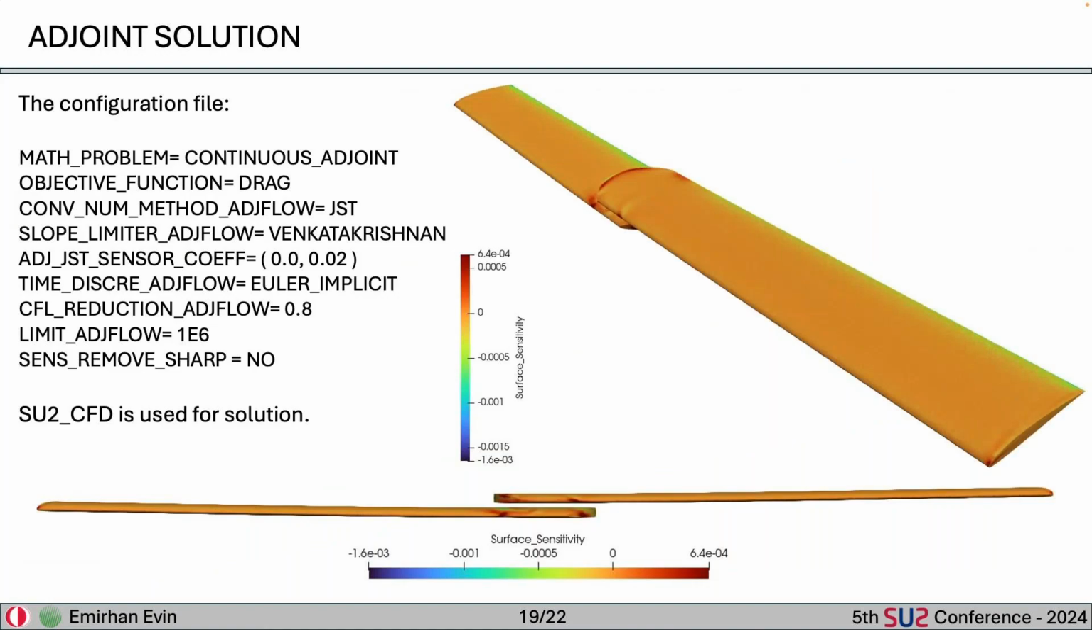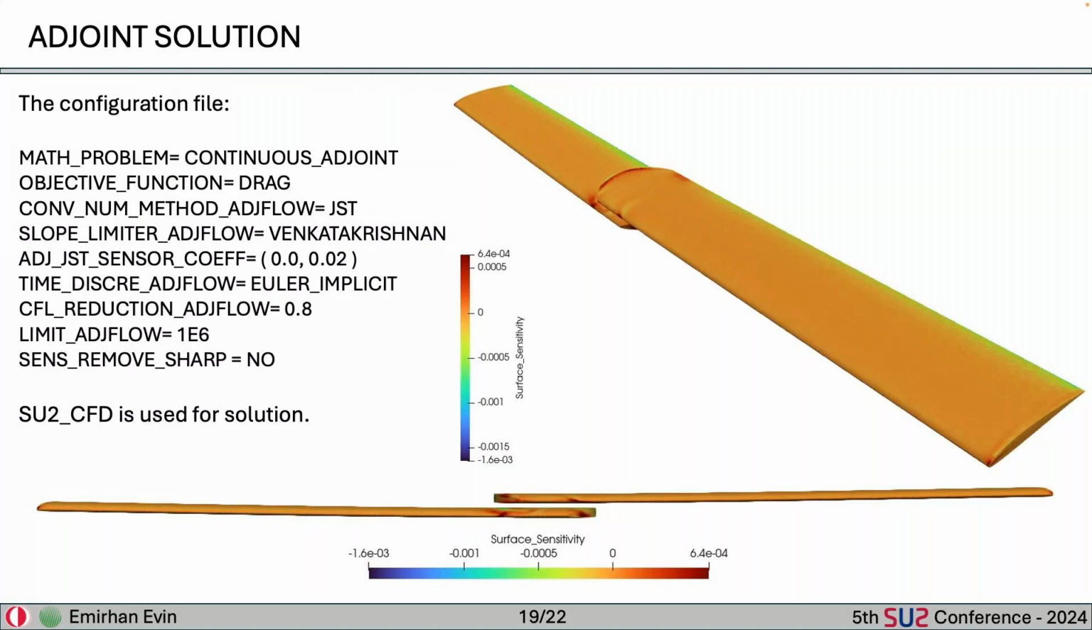After that, I simply obtain an adjoint solution after obtaining FSI equilibrium. You can see the surface sensitivity contours on the right and bottom. For this case, I need to use continuous adjoint because when I chose discrete adjoint, it gave an out of memory error. So for my purposes, I simply use continuous adjoint.